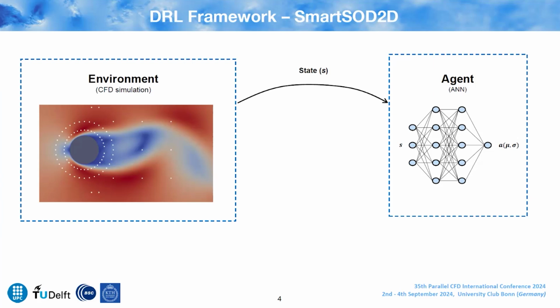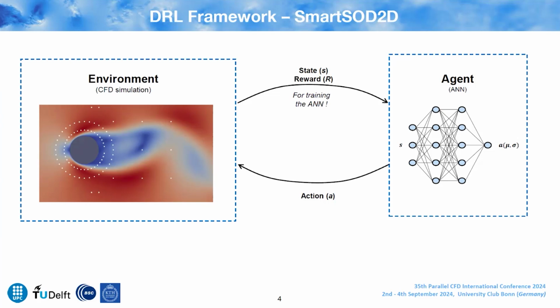Then the agent receives this state and gives back an action that is applied to the environment again. For instance, this could be the velocity of the jets. But of course, at the beginning, since this neural network is not trained, it will give us some random actuations. So we need to adjust the weights and biases and train the agent. And to do so, the environment also sends the reward. This reward is the quantity that we aim to optimize. This could be, for instance, the drag coefficient, the lift coefficient, a combination of both, or other quantities that you can imagine.